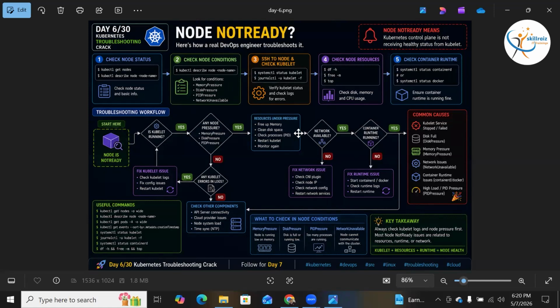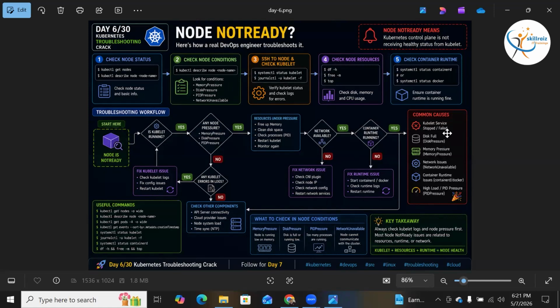And if everything is working fine but you still find the node is not available, you can check for network CNI plugin issues, and whether the node IP is assigned or not. Check the network configuration issues, and fix the Docker related issues. If Docker is not running, you can start Docker, check the logs of Docker, and restart that particular Docker container.